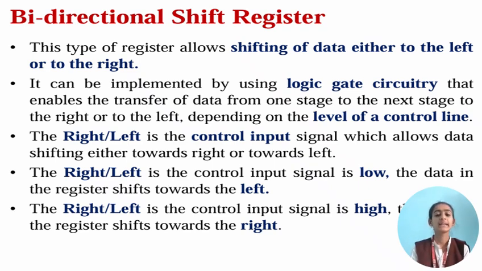It can be implemented by using logic gates that enable the transfer of data from one stage to the next stage, to the right or to the left, depending on the level of a control line. This is one type of register allowing shifting of data either to the left or to the right.